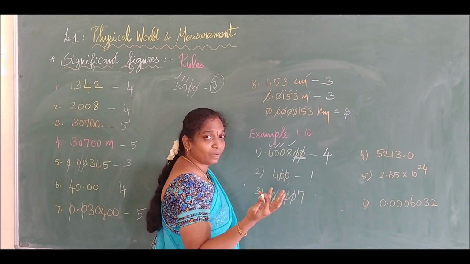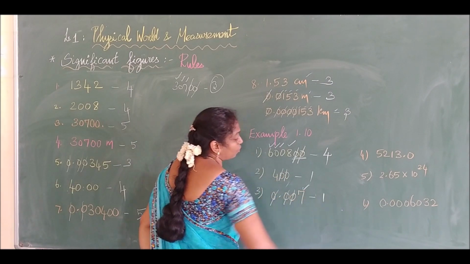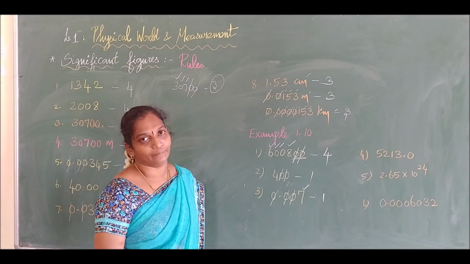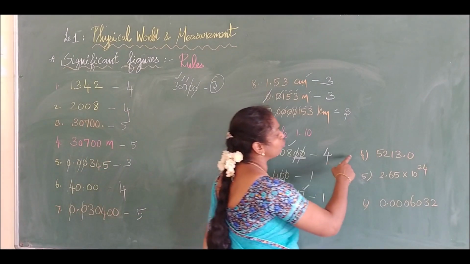All the zeros are not meaningful. Therefore only 1. Therefore how many significant figures are there? There is 1 significant figure. Right, good. Then comes the fourth one.